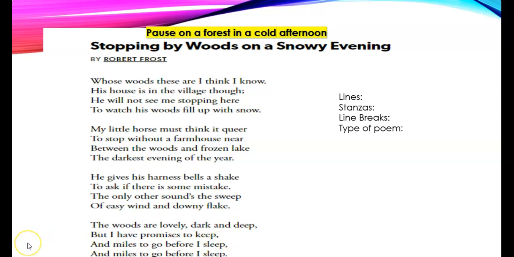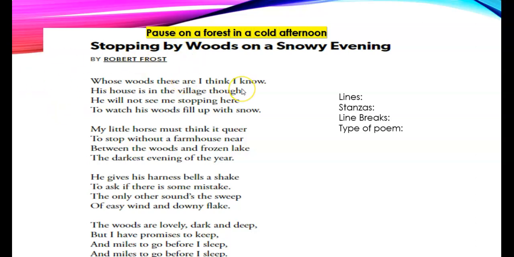So that was the first time we read it, boys and girls. The second time when we're going to read it, we're also going to label our lines, stanzas, line breaks, and the type of poem. So go ahead and close your eyes, and you're listening and you're sitting tall.